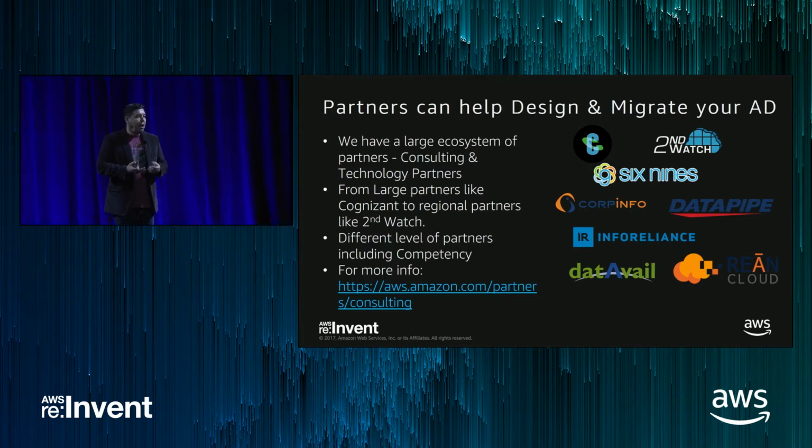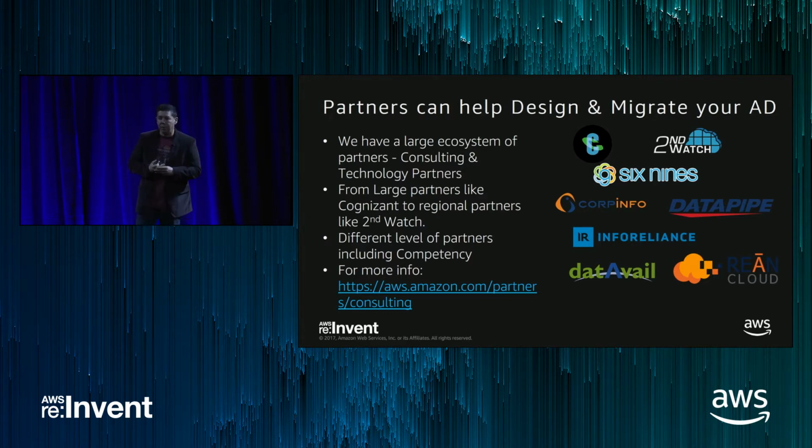Now, the majority of this talk is going to be to help you self-serve yourselves basically in leveraging AD on AWS. But we know that many of our customers are limited in resources. They have time constraints that they're dealing with. So please take advantage of our large partner ecosystem. We have many partners that can help you with your Windows designs, your migration strategies, and your Active Directory domain designs on AWS as well. We have partners like Cognizant, Second Watch. You see them all listed there.